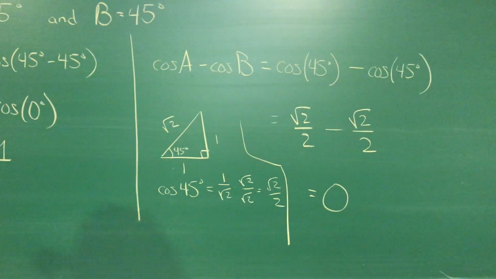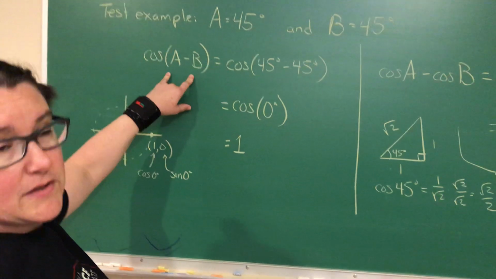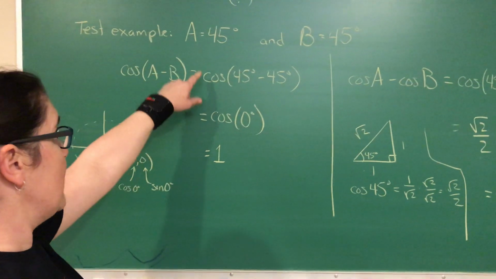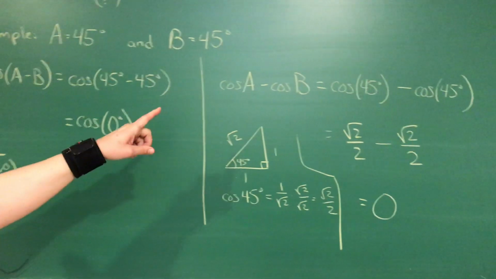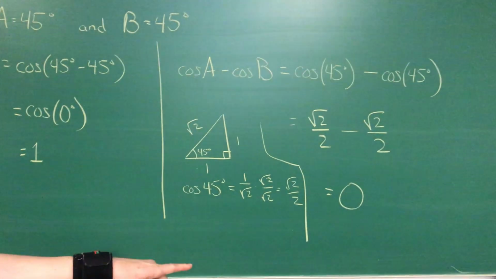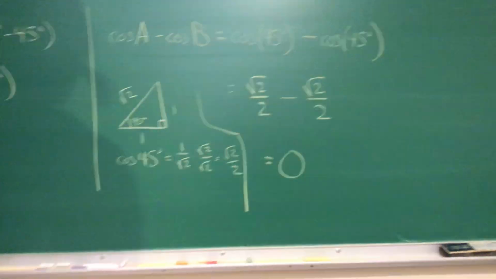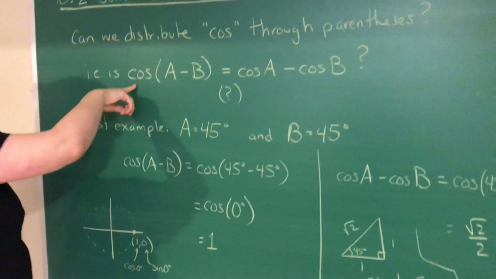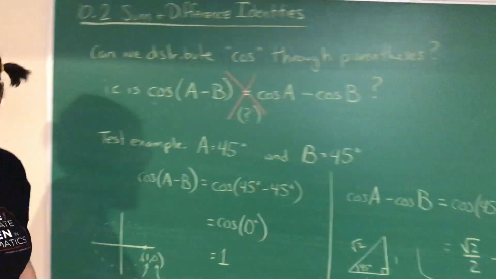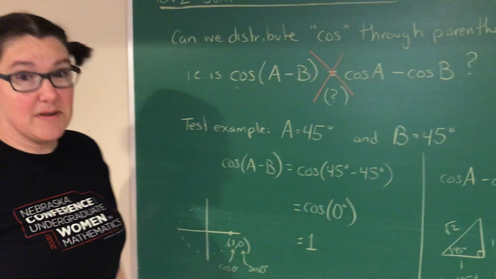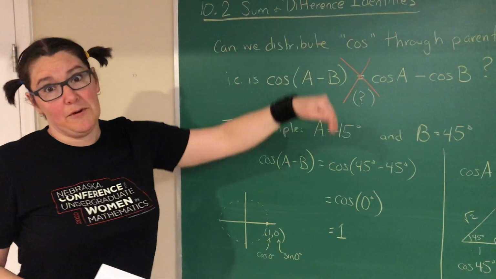Okay. So what did we just do? We figured out that cosine of a minus b for our a and b example is equal to 1, but cosine of a minus cosine of b gave us 0. What that means is cosine of a minus b is not equal to cosine of a minus cosine of b. I am not allowed to distribute this cosine through the parentheses.